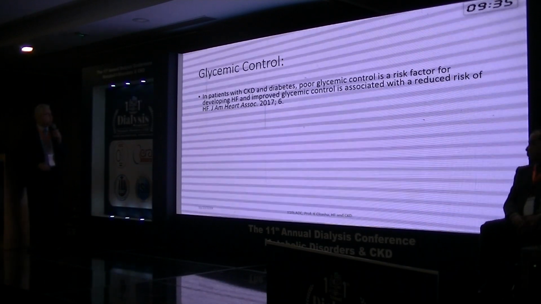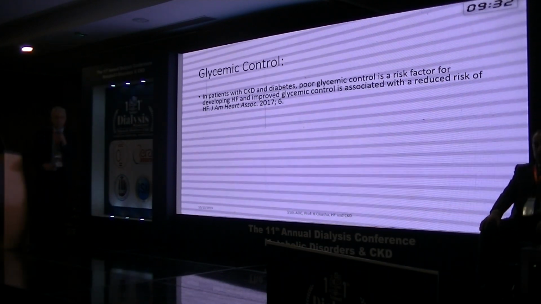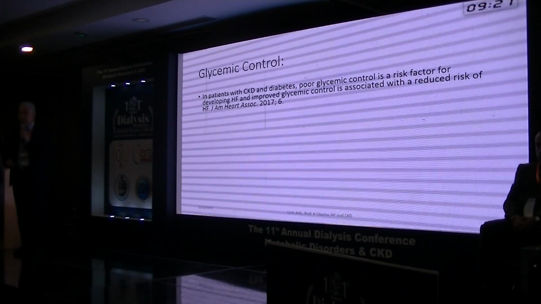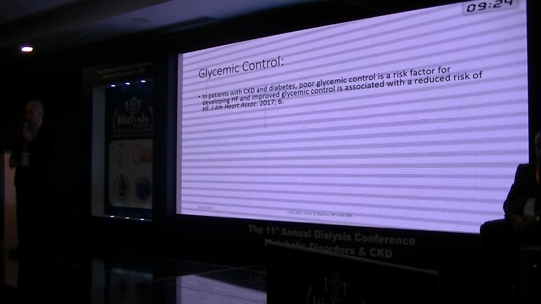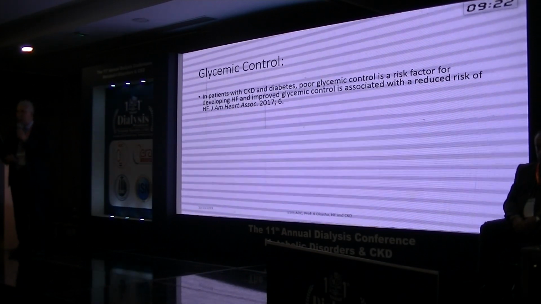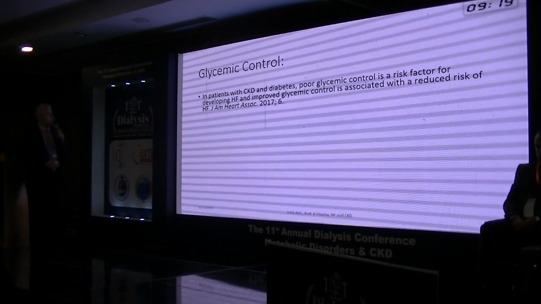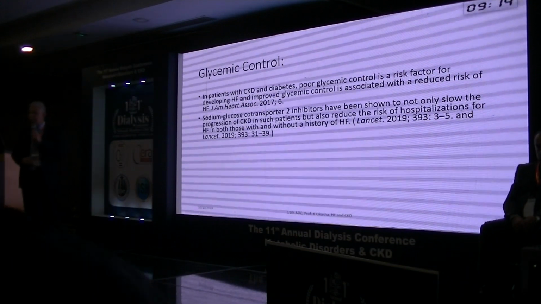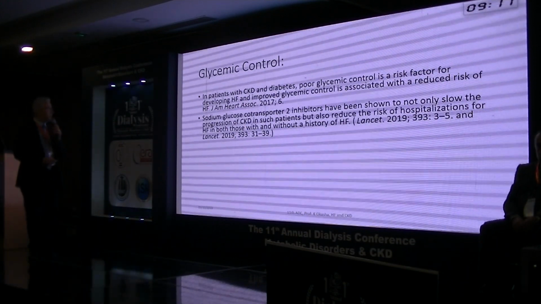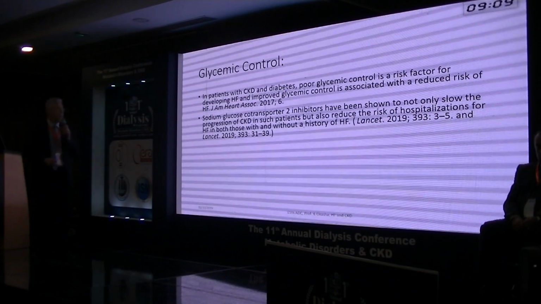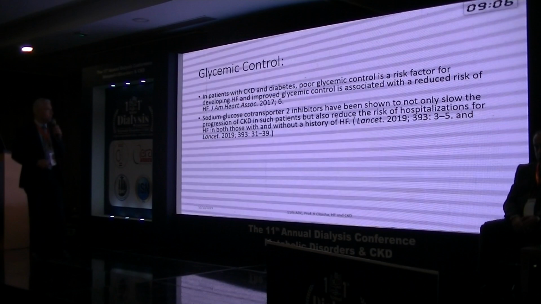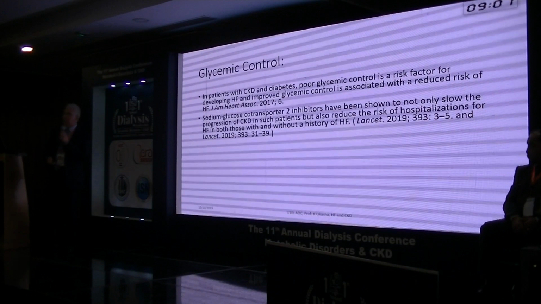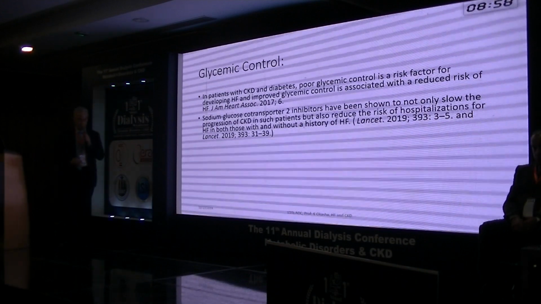Regarding blood sugar or diabetic control in patients with chronic kidney disease, we have learned from the CKD trial and from the VADT and ADVANCE trials that tight control of blood sugar is related to the reduction of all-cause mortality, and many different trials have spoken about that. In actual fact, the recent drugs that have been introduced to the market, including, for example, SGLT2 inhibitors, have shown that they not only slow progression of chronic kidney disease, but also reduce the risk of heart failure and other cardiovascular morbidity and mortality.